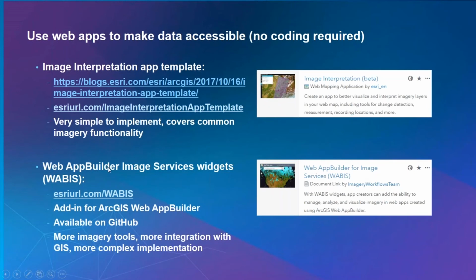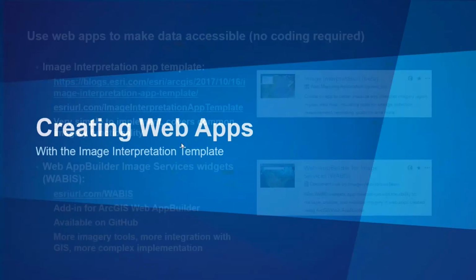Also, there is the Web App Builder. Web App Builder, or WAB, is a set of widgets that you can plug together and create these different applications. So have a look at both of those. They can be used to create the applications. This image interpretation template was used to create the application that I showed you at the beginning.